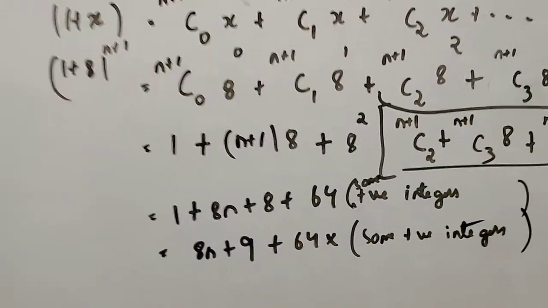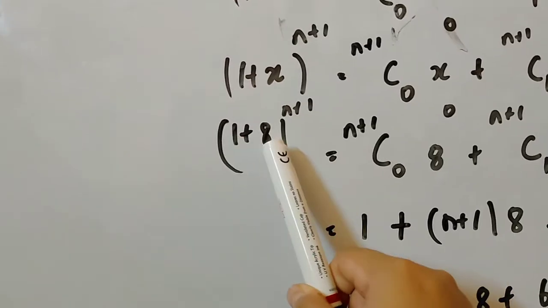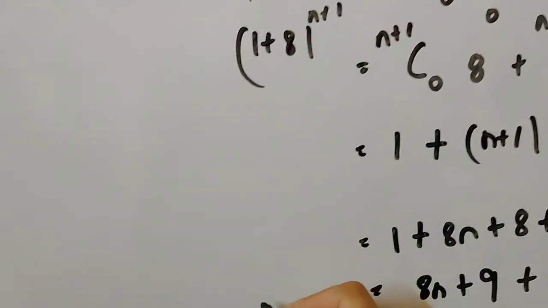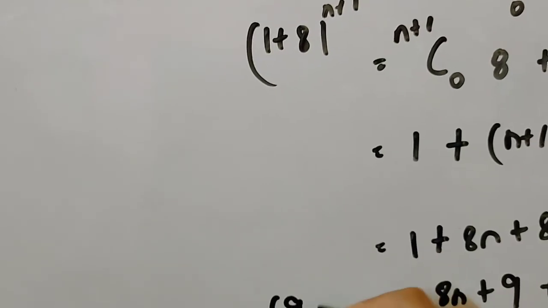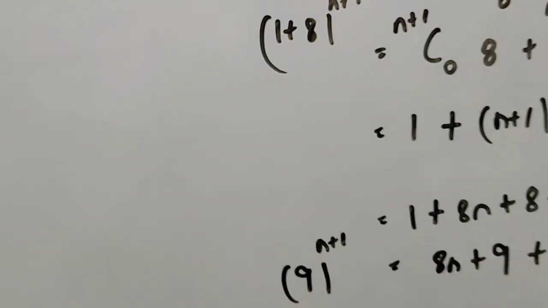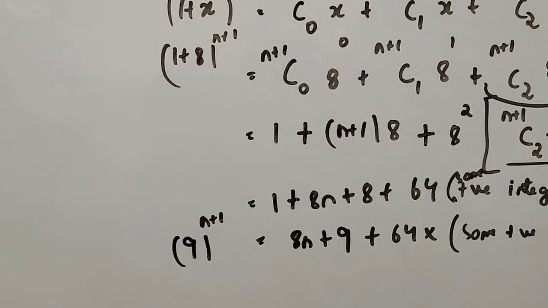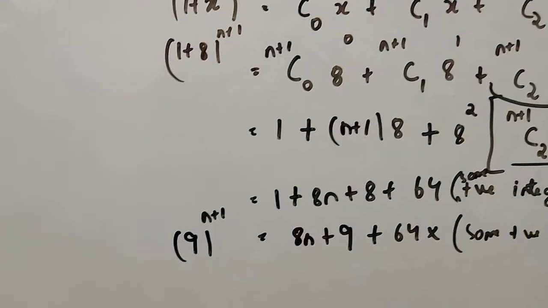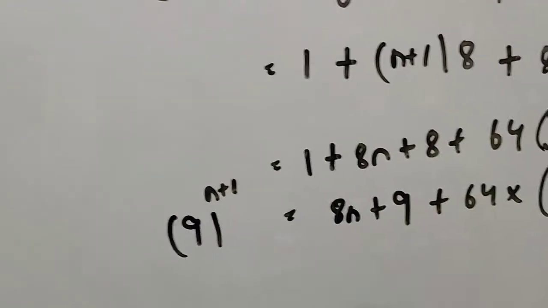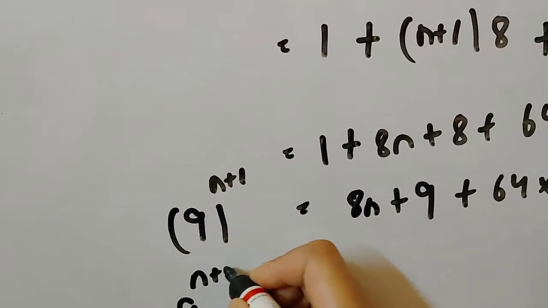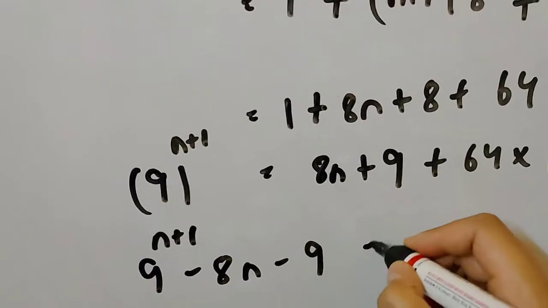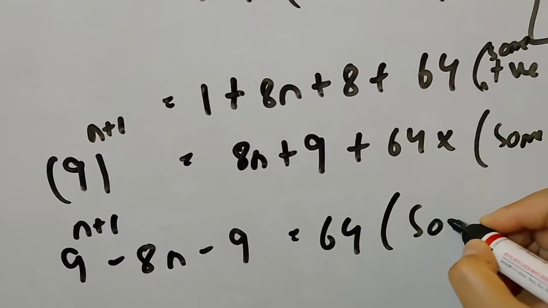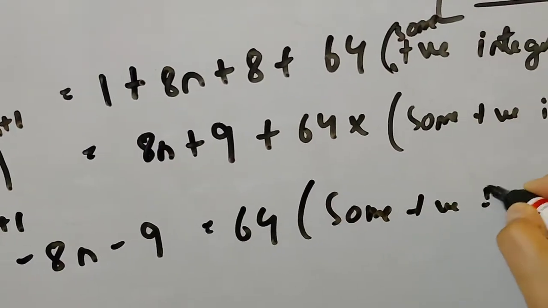Okay, till here you got. And here you are solving for 1 plus 8 to the power n plus 1. 1 plus 8 is your 9 to the power n plus 1. Okay, I can write it that way. And if you bring this to the other side, 9^(n+1) minus 8n minus 9 is equal to 64 into some positive integers.